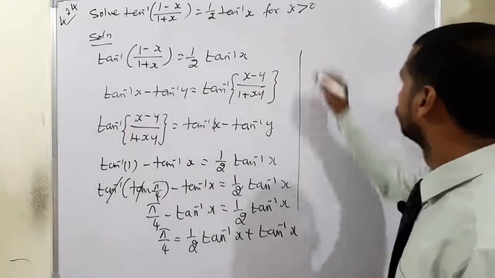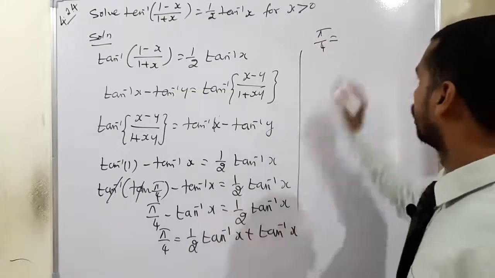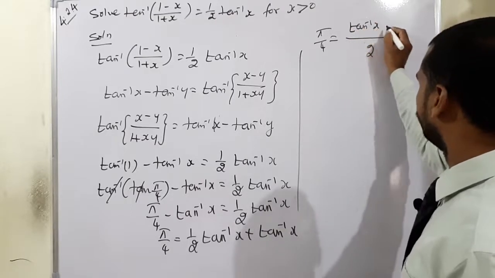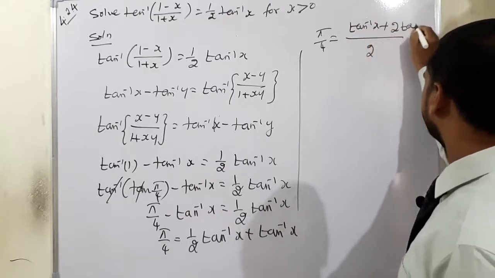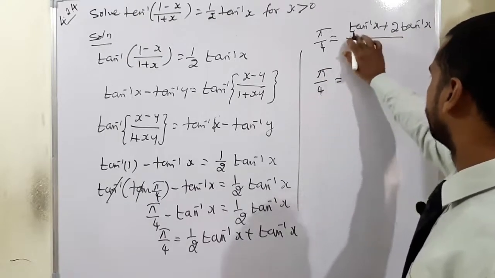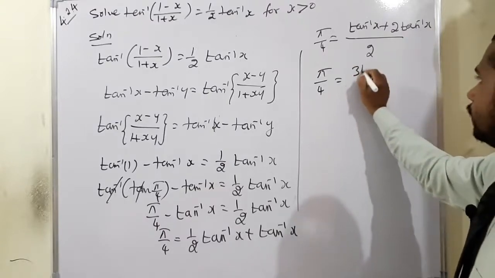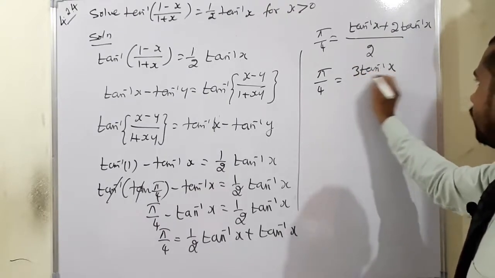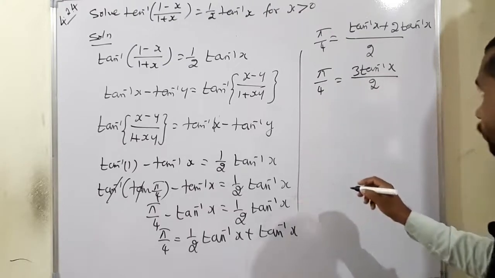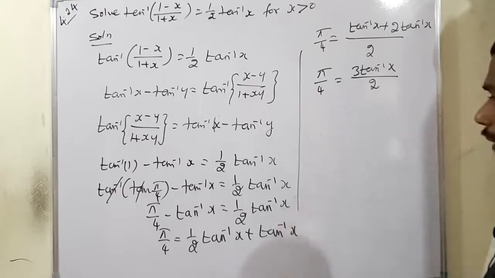Therefore pi by 4 is equal to, taking the common denominator 2, tan inverse x plus 2 tan inverse x. Again pi by 4 is equal to tan inverse x plus 2 tan inverse x, which means 3 tan inverse x divided by 2. Therefore pi by 4, isn't it?